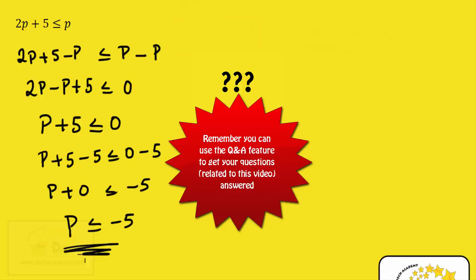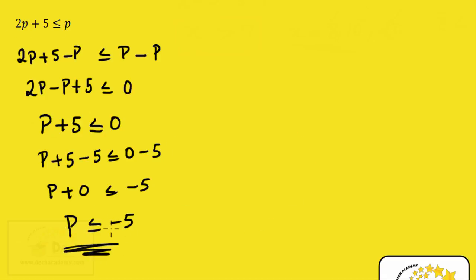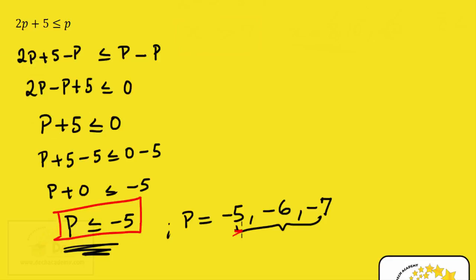So the values of p which satisfy this inequality are the numbers that are less than or equal to minus 5. So possible values of p are minus 5, because it was saying less than or equal to minus 5, p equals minus 6, and p equals minus 7. All these numbers are such that they are less than or equal to minus 5. So they satisfy this solution. So this is our solution here. And these are three possible values for the inequality given here. All we had to do was make p, the unknown variable, the subject of the formula.